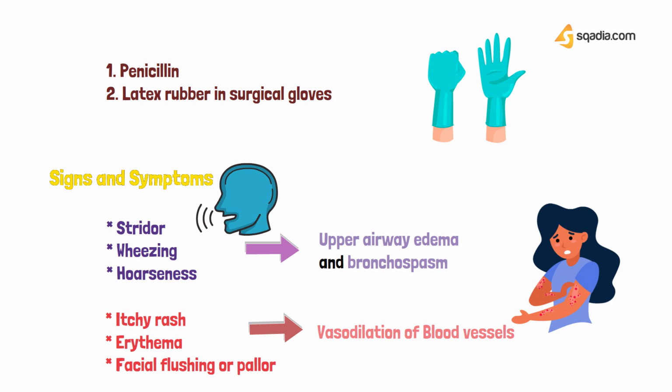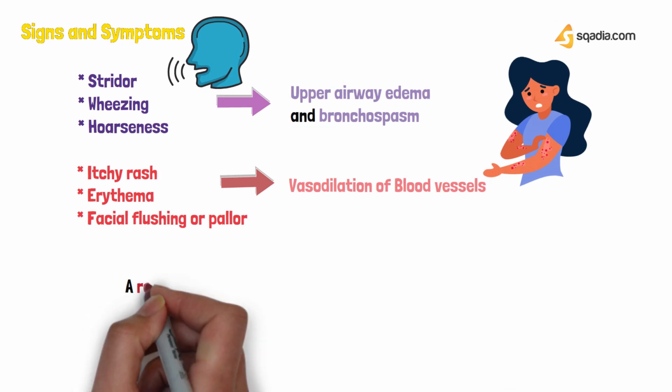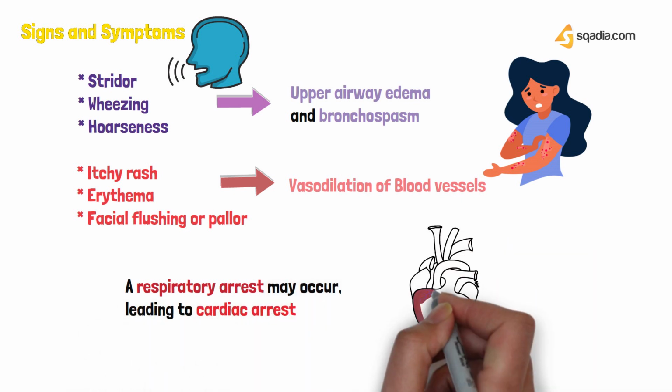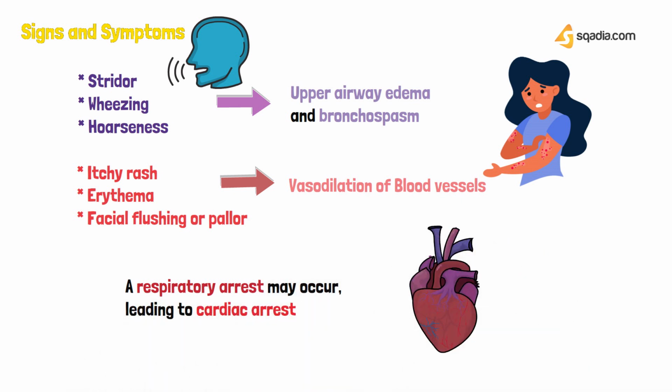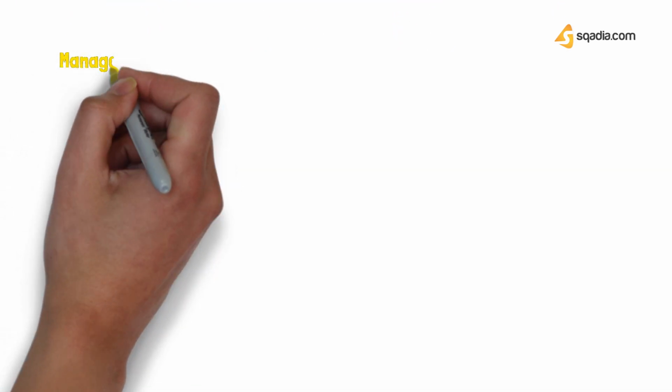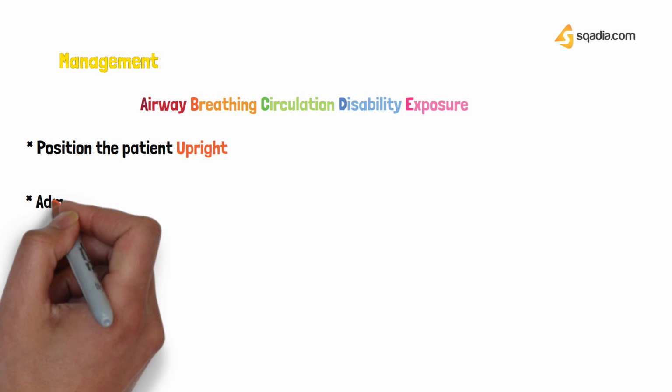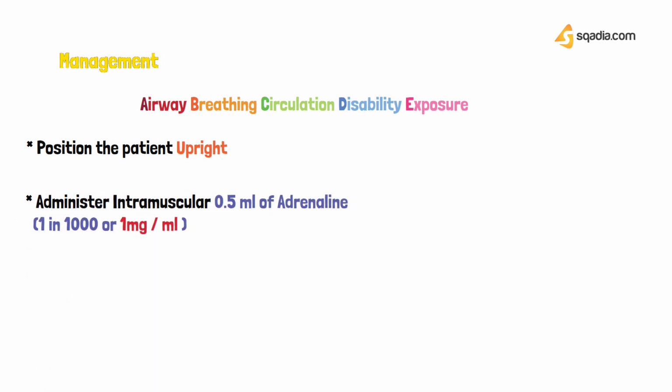Now, if this progresses and an intervention does not take place, a respiratory arrest may occur, which may even lead to a cardiac arrest. Now, how to manage such a patient? First of all, the airway, breathing, circulation, disability, and exposure protocol. Then, we're going to position the patient upright and administer 0.5 ml of adrenaline intramuscularly.